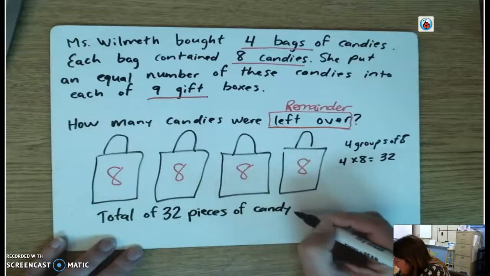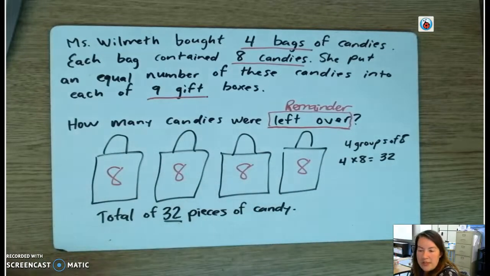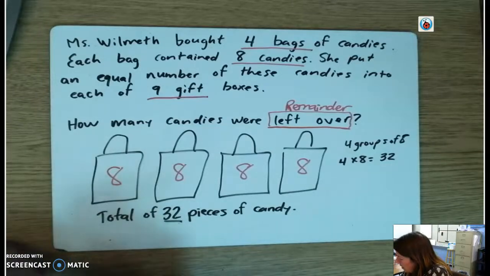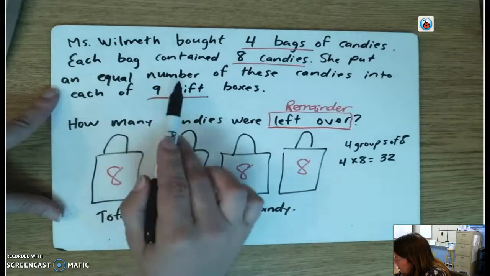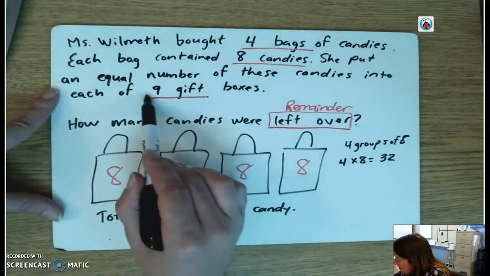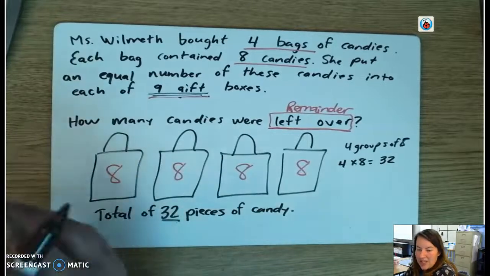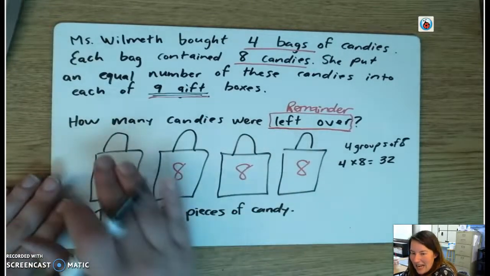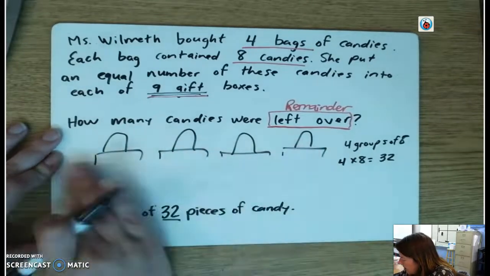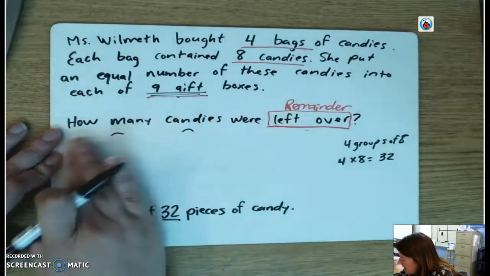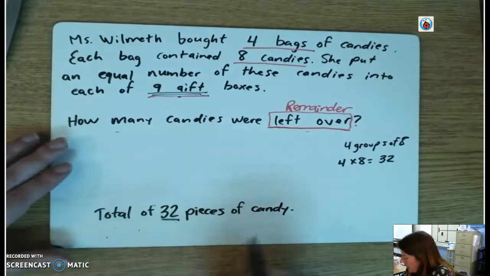Is that what the question's asking us? No, how many pieces were left over? Well, what is she going to do with these 32 pieces of candy? Let's look back at the story. So she's going to take those 32 pieces of candy and she's going to put an equal number of these candies into 9 gift boxes. So she's going to take this 32 and she's going to break it apart into 9 different gift boxes. Right? So what is it called when we break something apart and we're going to separate these 32 pieces into 9 equal groups? That's division, right?